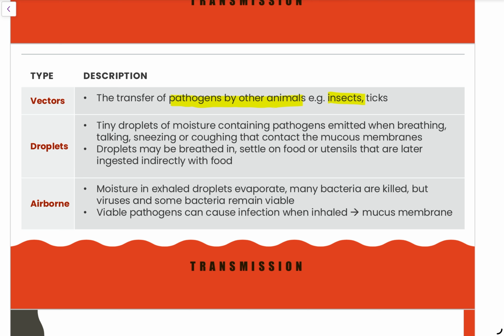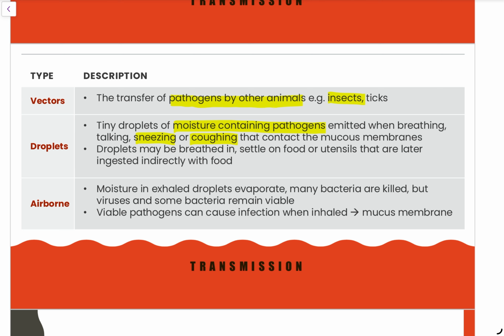Second last, droplets. Droplets are not to be confused with our next one, airborne transmission. Droplets are small pieces of moisture containing pathogens. Okay, so they're emitted when we're breathing, talking, sneezing and coughing are the two major ones, to be perfectly honest with you. And they contact the mucous membranes of someone else. So they might breathe them in, it might settle on someone's food, and then they eat that food, absorbed into their body via the alimentary canal. All of these things are basically where these droplets land in some way and someone brings them into their body.